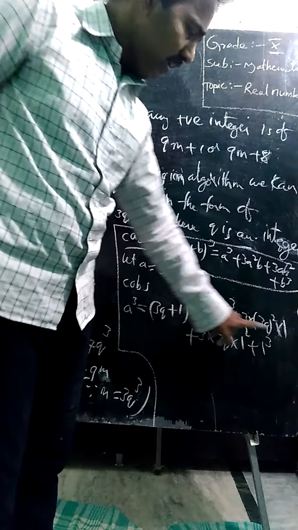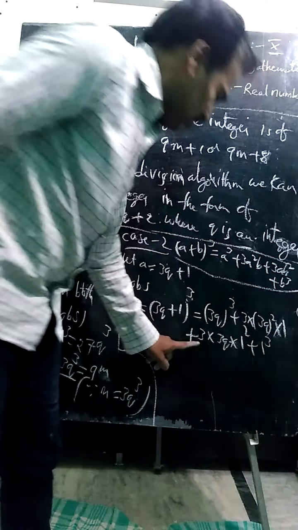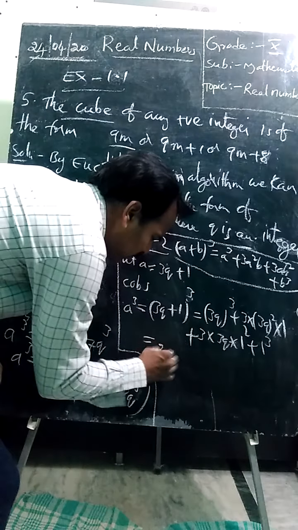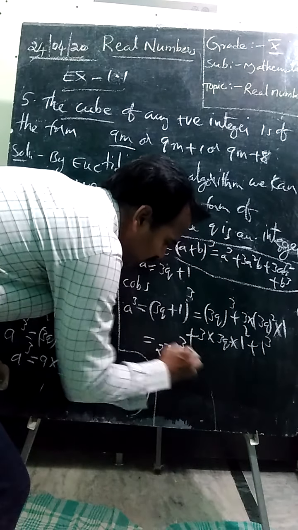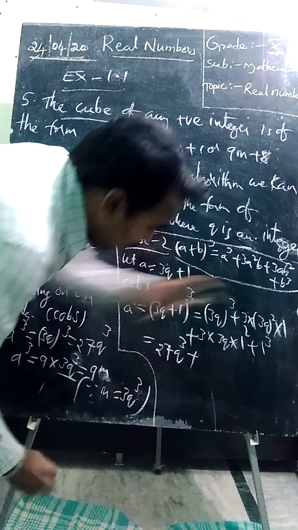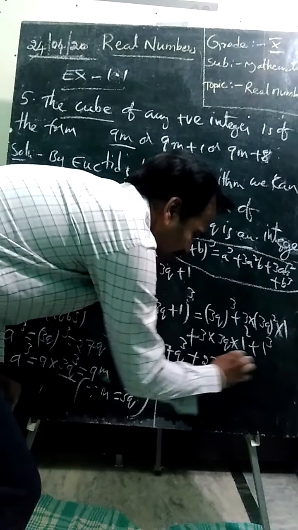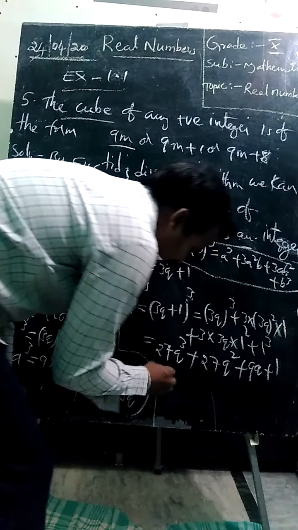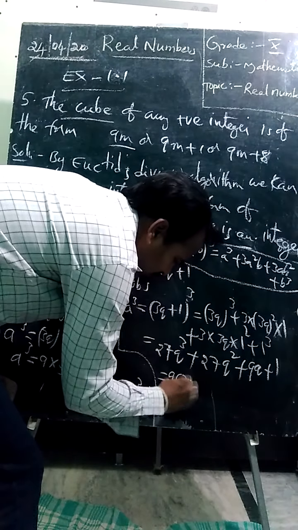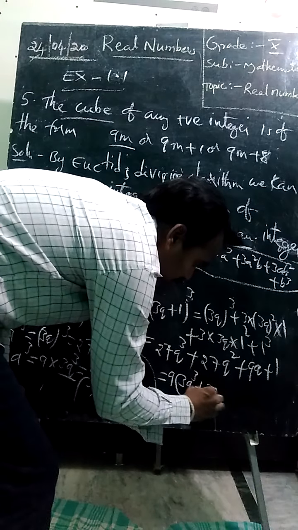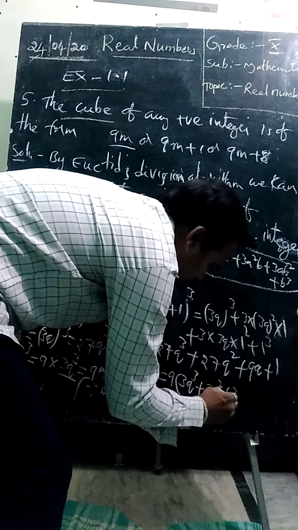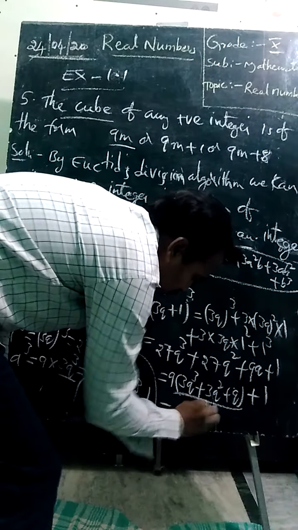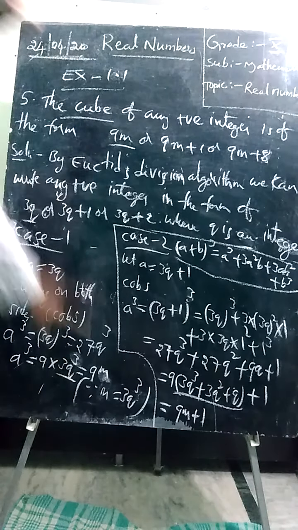A cube plus 3a square b plus 3ab square plus b cube. Now 3q whole cube value is 27q to the power of 3, plus 3 into 9q square, 3 nines are 27q square, plus 3 into 3q, 3 threes are 9q, plus 1 square, 1. Let us factorize 9: 9 into (3q to the power of 3 plus 3q square plus q) plus 1. Let us take this as m, so 9m plus 1.